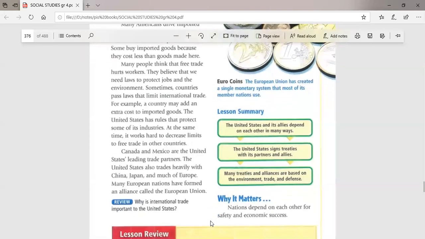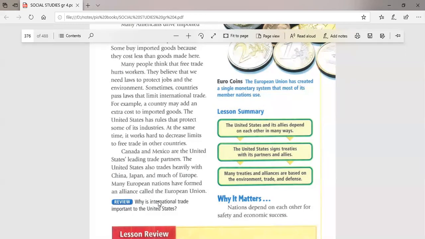So here when I ask you, Habibi, why is international trade important to the United States? Why is international trade important to America? Why does America do international trading with other countries? To make its economy and industry high and make good connections. Yes, raise the economy. To raise the money. Make the economy grow. Yes, exactly, to make the economy grow.